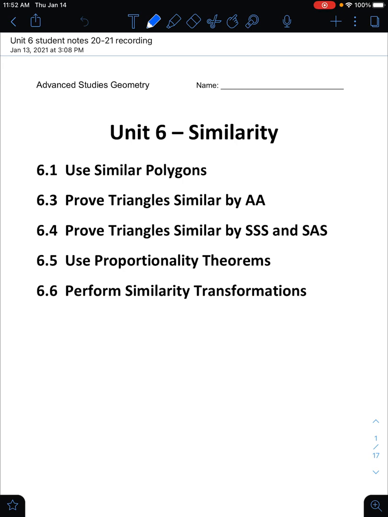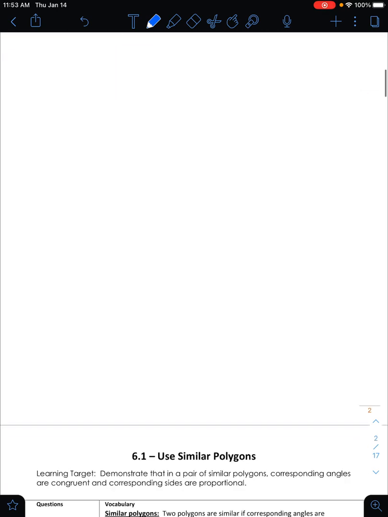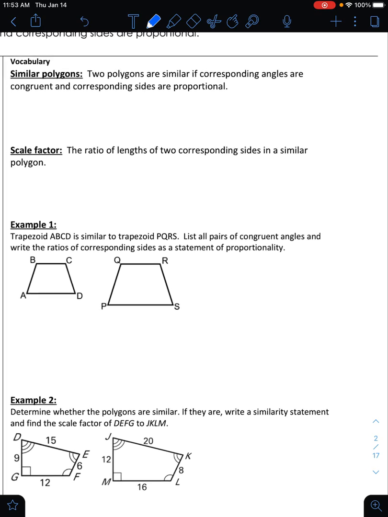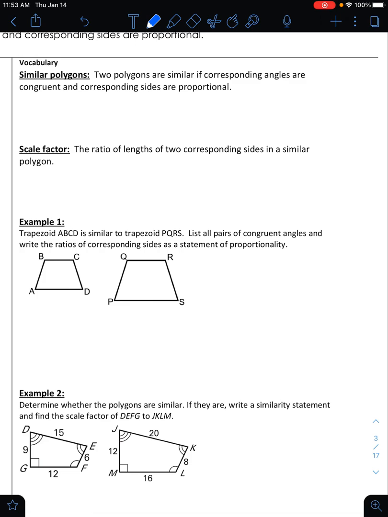As you can see here, the unit is called Similarity, and we have 5 sections here in which we are going to discuss how to show figures, specifically triangles, are similar. So we're going to review what that means. I know you've had some similarity in the past, and we're just going to take what you already know and extend that. So we are going to start with the first section here, section 6.1. I have a little vocabulary that I'll go through with you, and then we'll run through our examples.